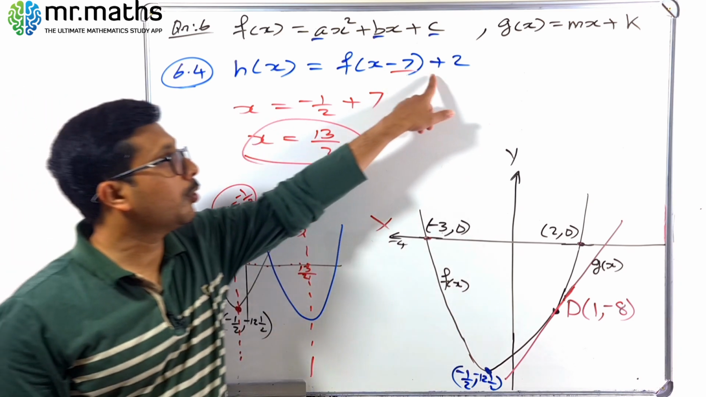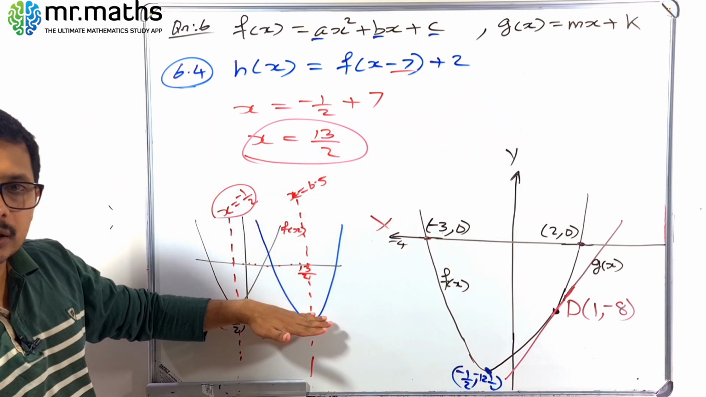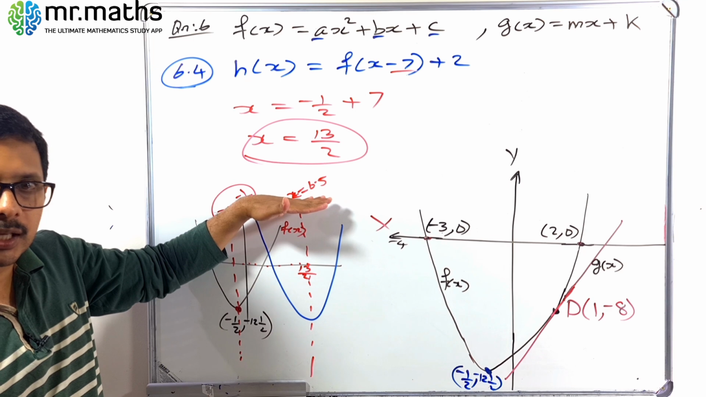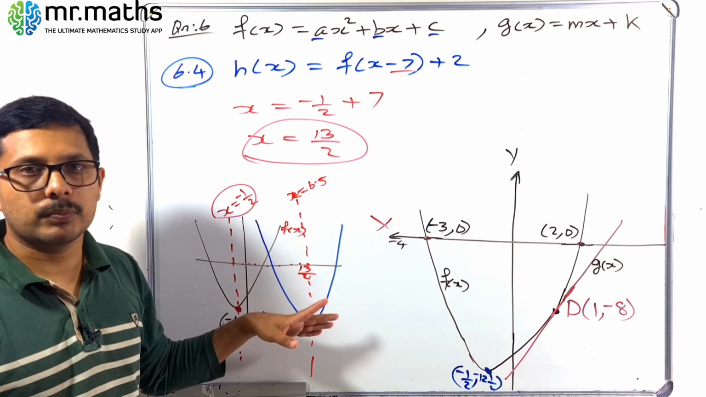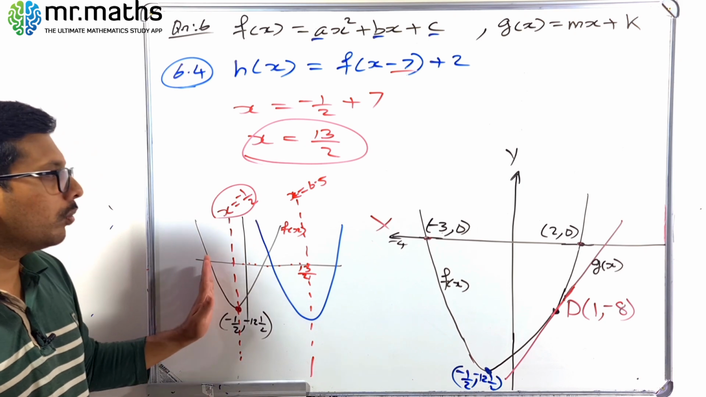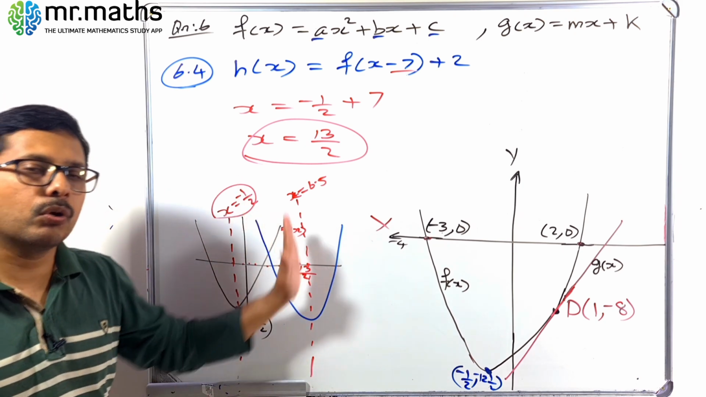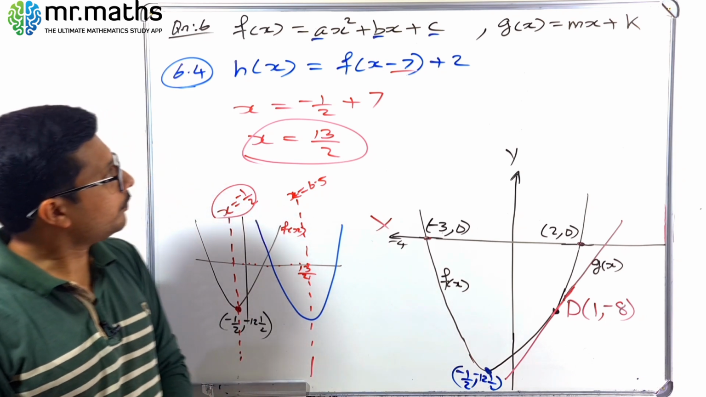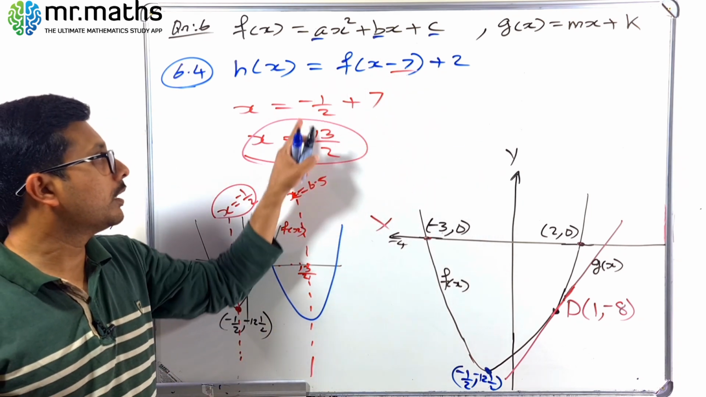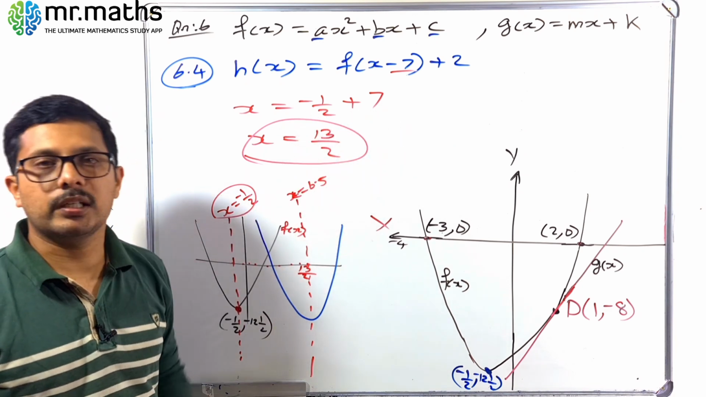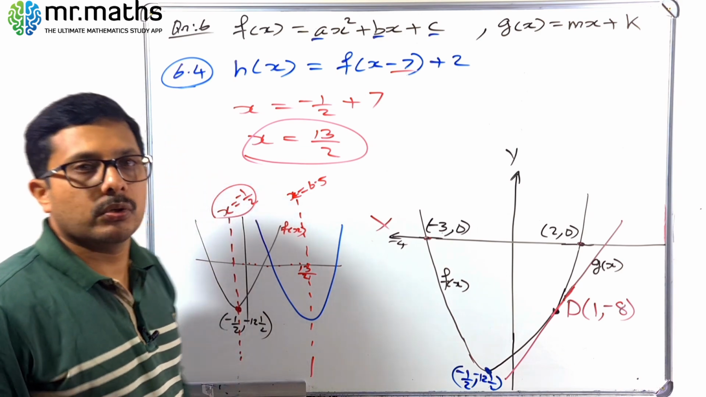Don't worry about this plus 2. I told you plus 2 means this one is shifted 2 units in the upward direction. It won't make any changes in the axis of symmetry. The axis of symmetry will change only if it is moving to the left or right. How many units? 7 units to the right. That is why minus half plus 7 is 13 over 2. That is 6.4, and now let's go to 6.5.